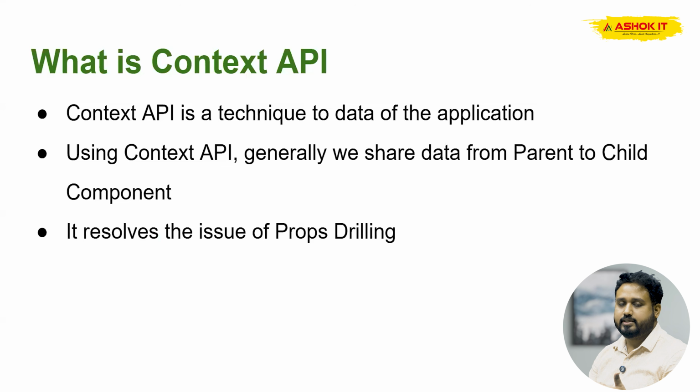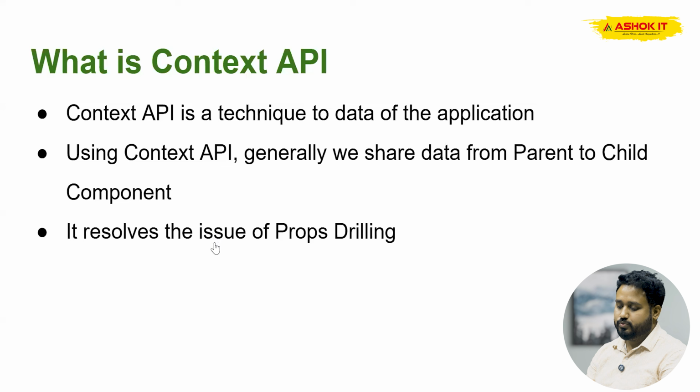Suppose you are not using context API, then we have the props concept. If there are 5 components in a parent-child relationship in a particular series, for example, A component's child is B, B's child is C, C's child is D, D's child is E. And if you have a requirement to share the data from A to E, then we can go with props. Props means from A to B we give the data as props, from B to C again we give the data as props, from C to D again as props. This process of giving the data from A to B, B to C, C to D and D to E is called props drilling.